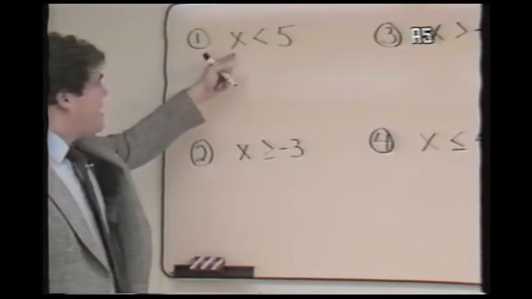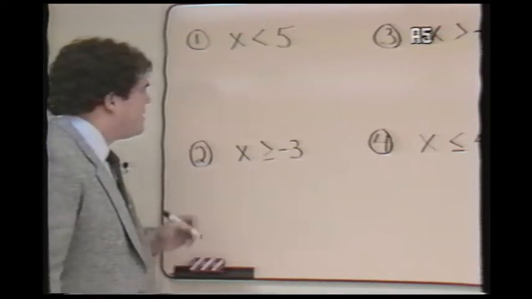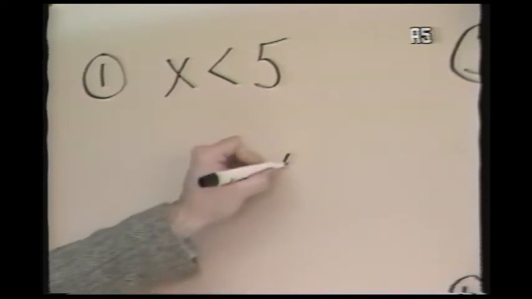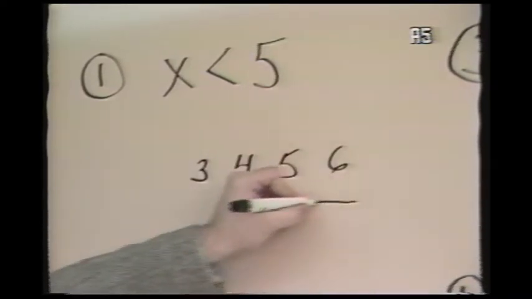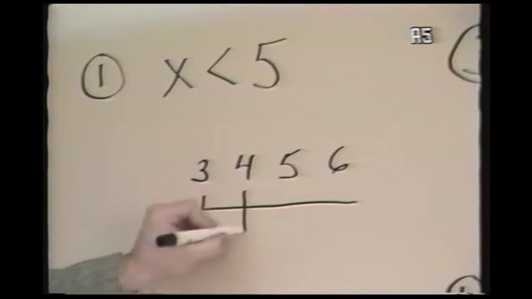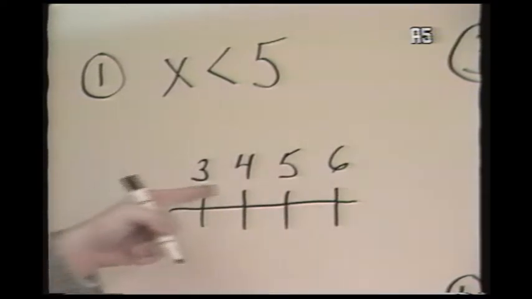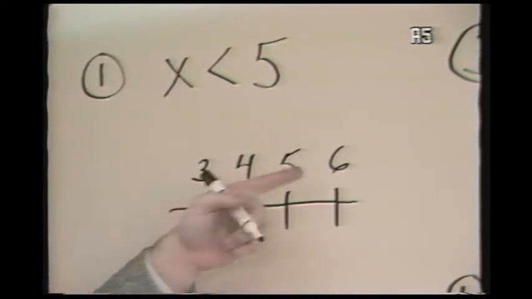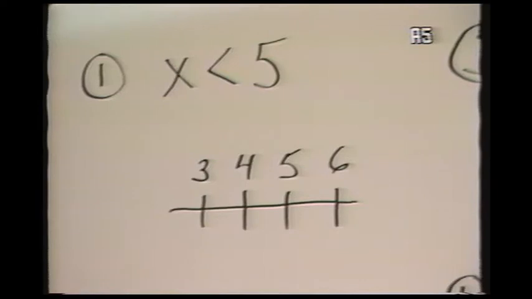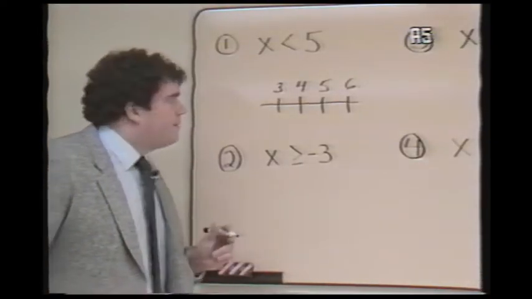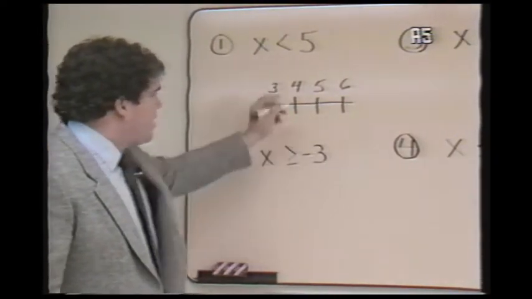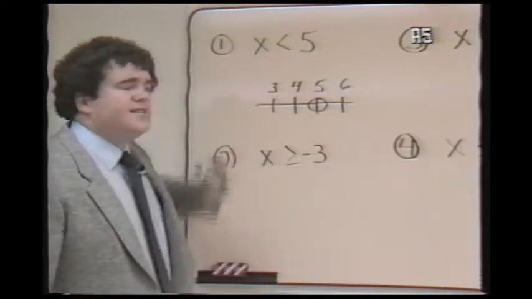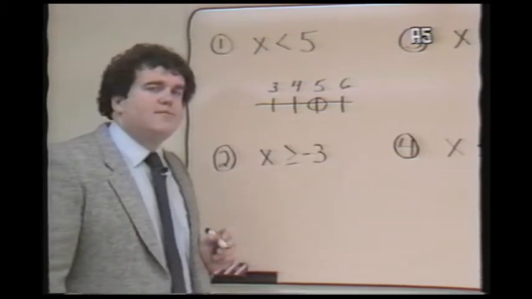Here we go. X is less than 5. If I create my number line, let's see, I'll just write some numbers down like 3, 4, 5, 6. I'll draw a number line, and I'll denote each one: this represents the number 3, the number 4, the number 5, the number 6. If I want to represent the set of numbers less than 5, I identify 5 and put a circle here. Now, since this is a less than sign, we use an open circle.